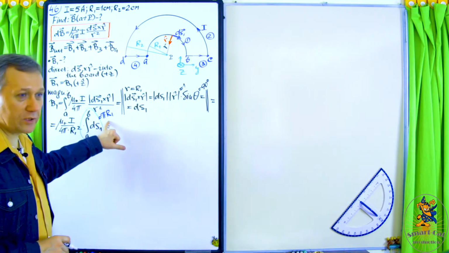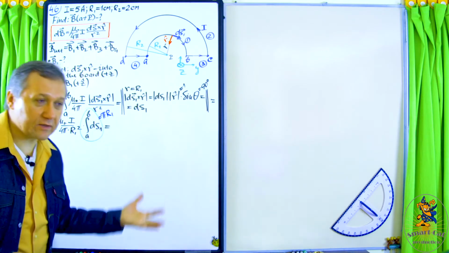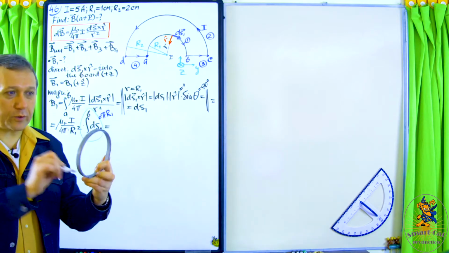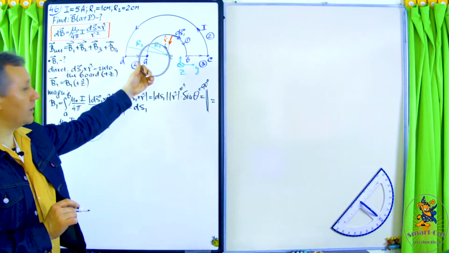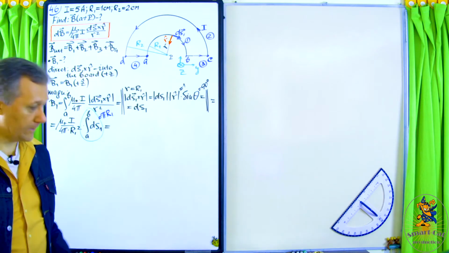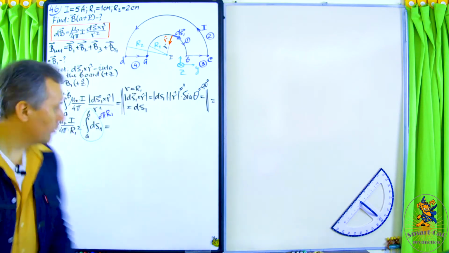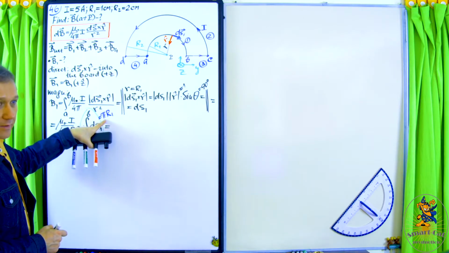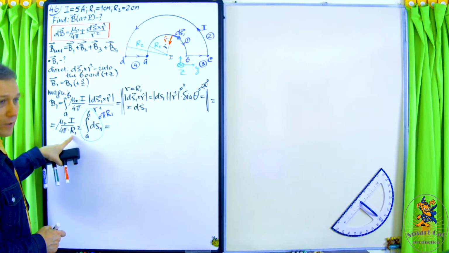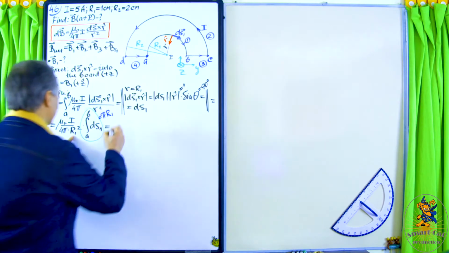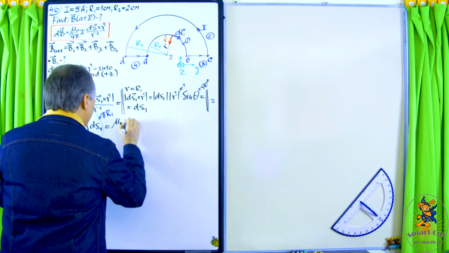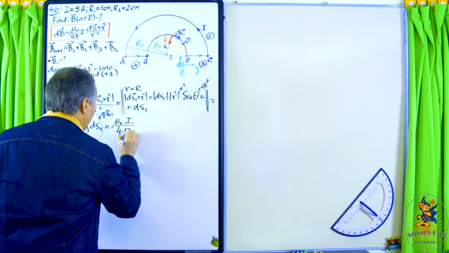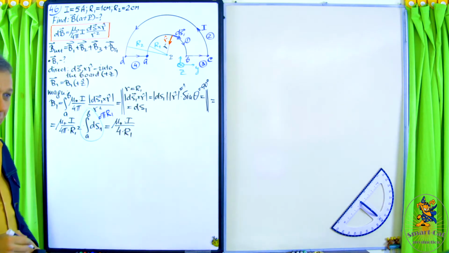Because sometimes students don't see why pi r, because it's a semicircle. The circumference of the whole circle is of course 2 pi r, but we have only half of that, so pi r, right? Okay, so now of course this pi and that pi can be cancelled. R1 and one r1 over here also can be cancelled. As a result, we'll have mu naught times I divided by 4 times r1. All right, so that's the absolute value.